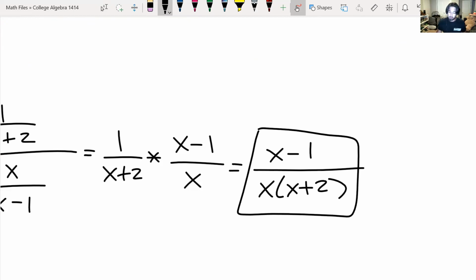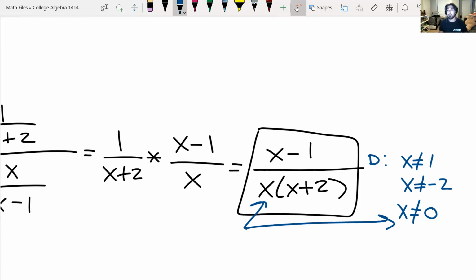Okay, but now our denominator has definitely changed, and our domain is going to have an addition. So two things will stay the same. This is going to have the same domain as the last three problems. X cannot equal 1. X cannot equal -2. And now we have a new addition. You have this x, and this x cannot equal 0. That's it. We now have 3 parts in this domain.